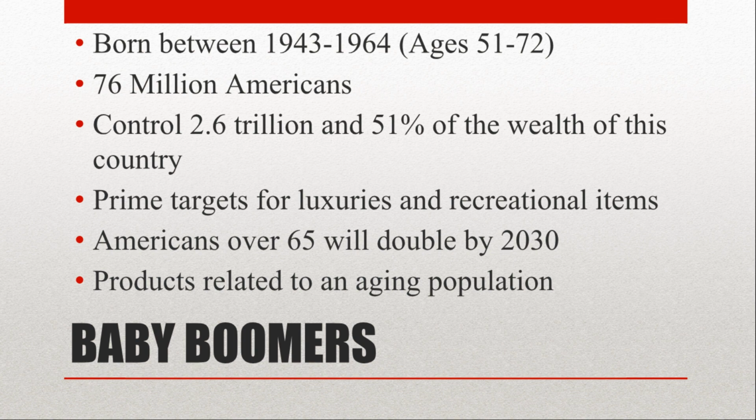Because as we learn more about medicine and technology, we're keeping people alive longer. So we're going to have a bigger aging population as the years go on. More of our old people are staying alive for longer. But this group has a lot of money, right? They control $2.6 trillion of the national wealth, about 51%. They control a majority of the wealth of this country.